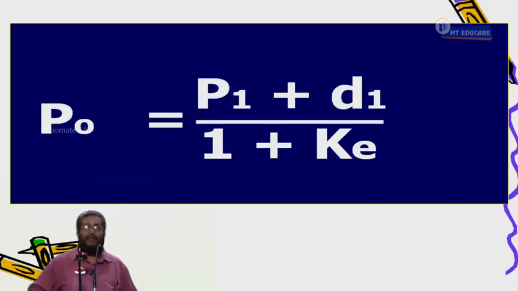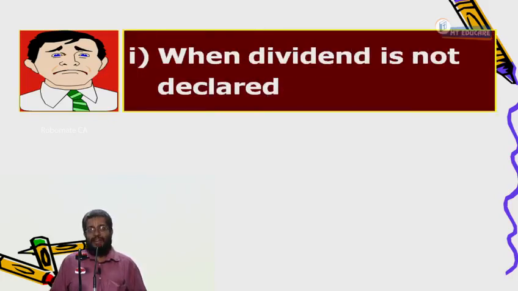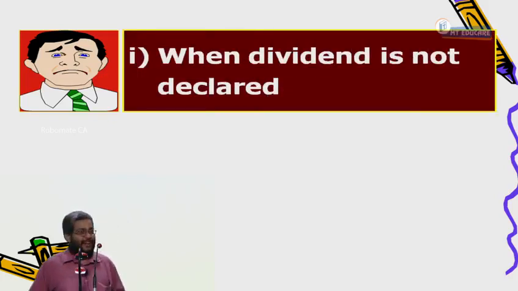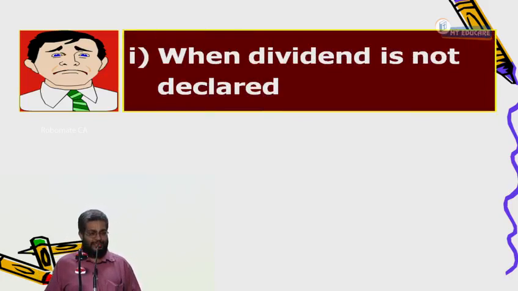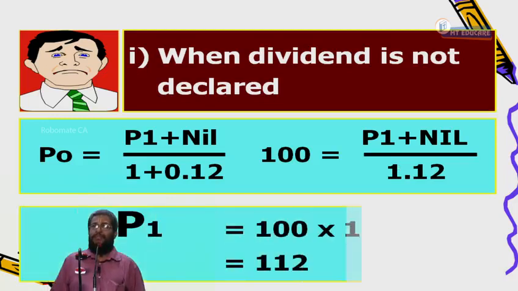Can we start? Now let's start with the discussion. First, when the dividend is not declared. What is the price today? 100 is equal to P1, which I have to find out, plus dividend, which is nil, divided by 1 plus KE, which is 1.12. Now I rearrange it, and I get P1 equal to 100 into 1.12, which is 112.